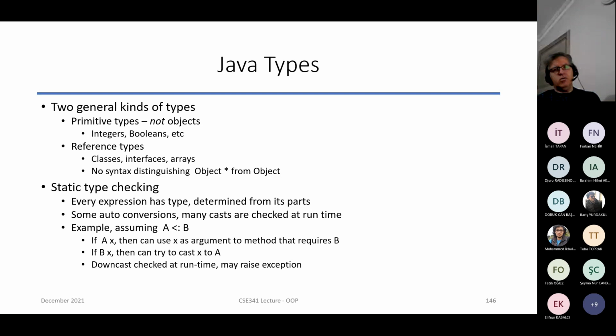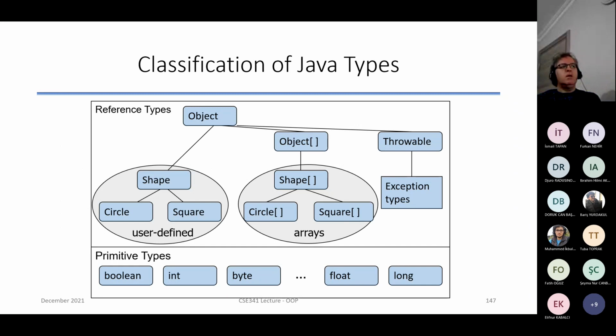If X is a B, though, then you can try to cast X to A. In this case, I can actually try to cast. You can try it, but at runtime this will be checked, right? So downcasting is checked at runtime, and it may raise an exception, so you may need to keep that exception somehow checked. So here is just a pictorial representation of types in Java.